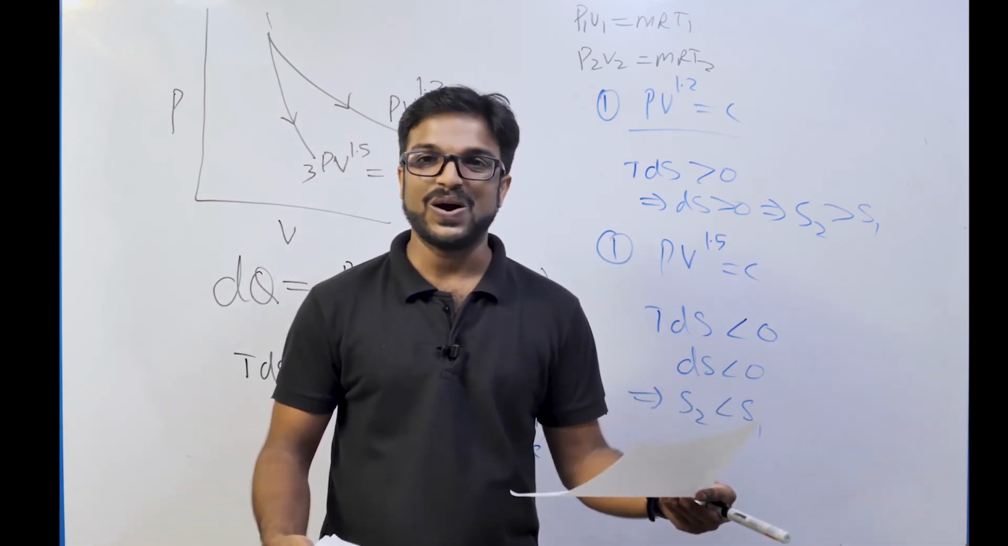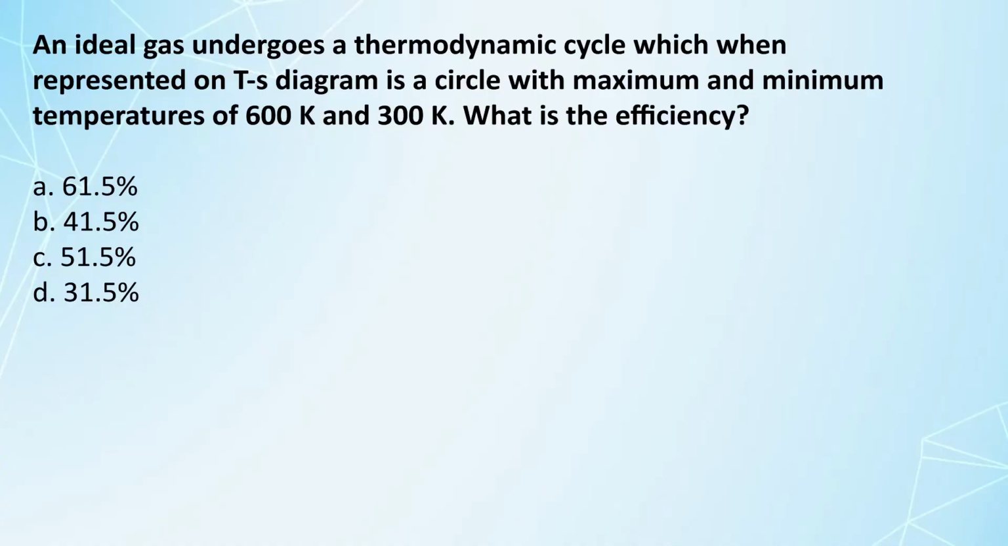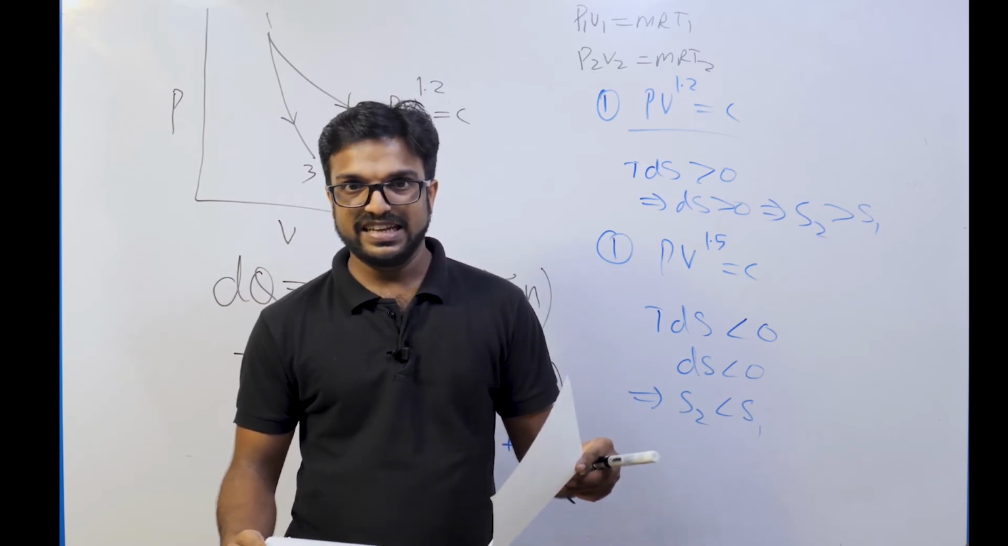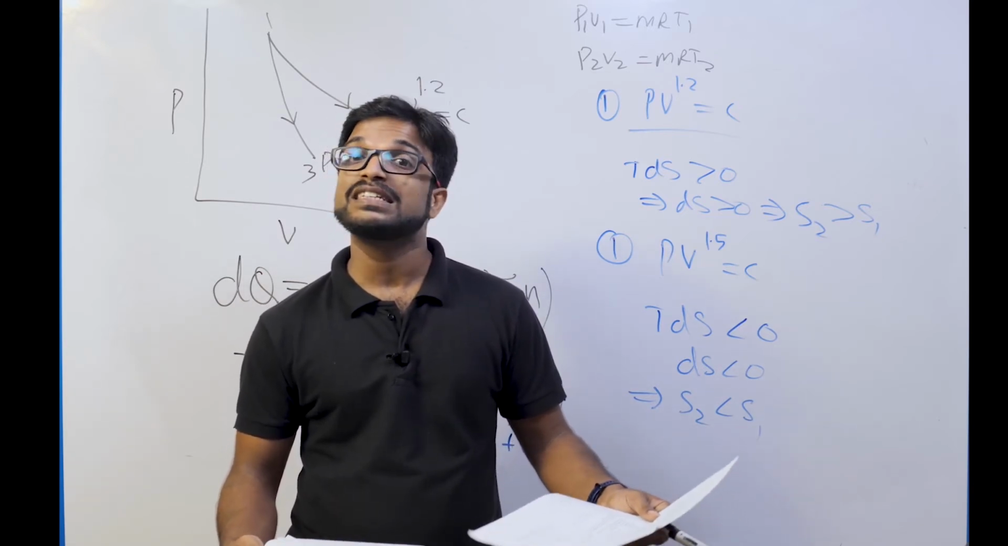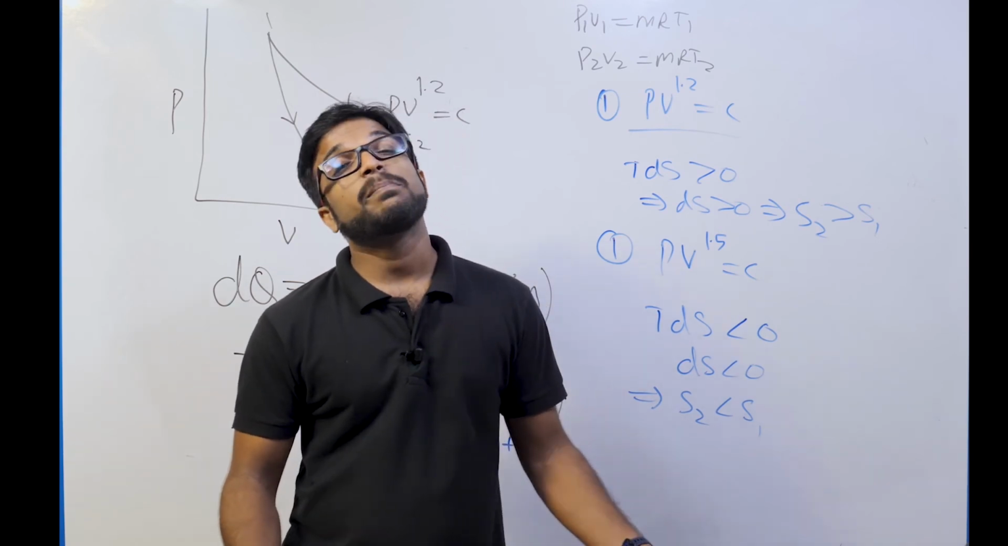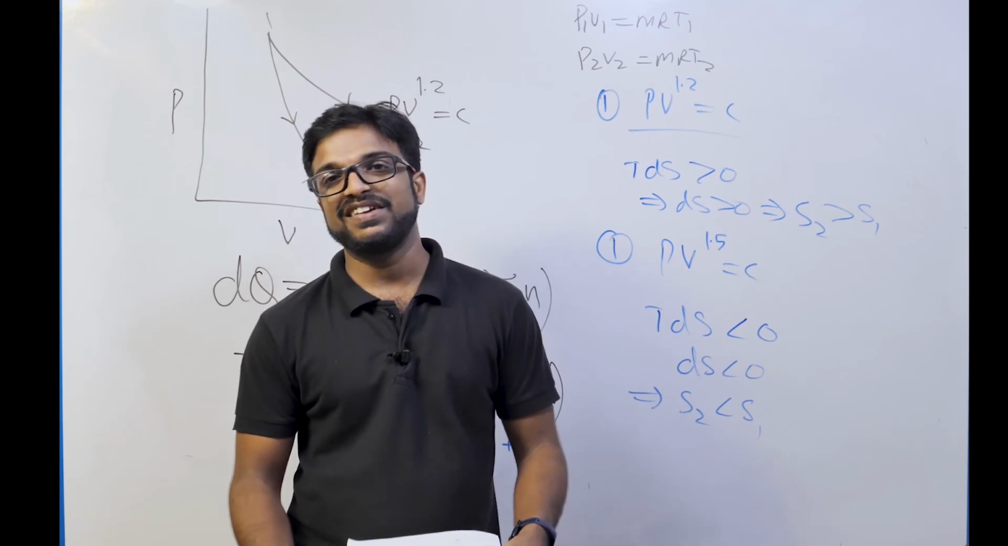Wow, beautiful. An ideal gas undergoes a thermodynamic cycle which, when represented on a TS diagram, is a circle with maximum and minimum temperatures of 600 Kelvin and 300 Kelvin. What is the efficiency? So what they are saying is, there is a TS diagram and there is a cycle there. The cycle when represented on the TS diagram comes out to be a circle, with the maximum temperature 600 Kelvin and the minimum temperature 300 Kelvin.